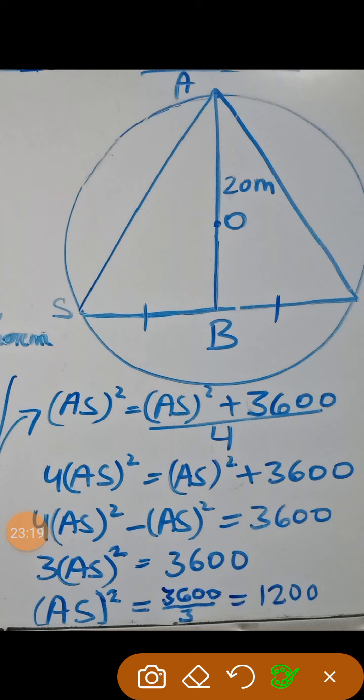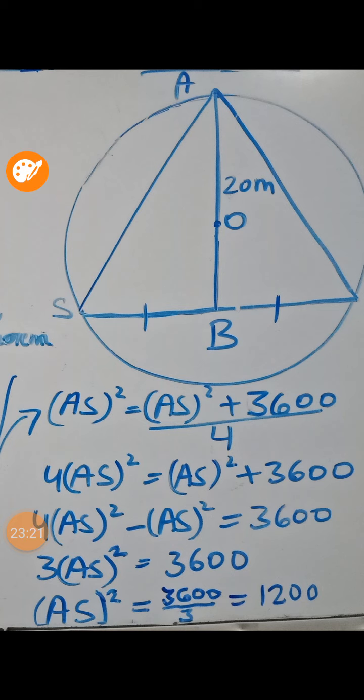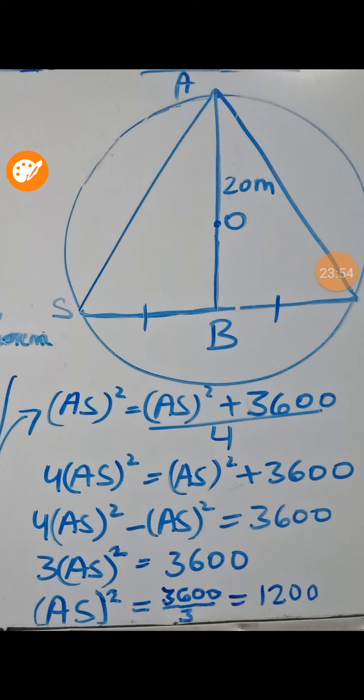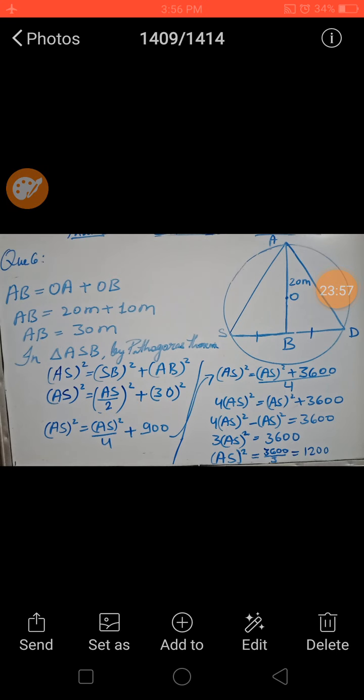4 AS square minus AS square, where nothing is written before this AS square, which means it is 1. 4 AS square minus AS square means 3 AS square. Now this 3 will come towards the right hand side as a divisor. So AS square is equal to 3600 by 3. So we will divide now. 3 1 time, 3 2 times, and 0 0. So it will be equal to 1200. So AS square is equal to 1200.